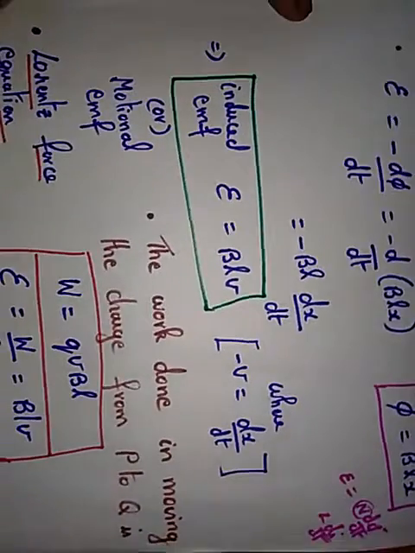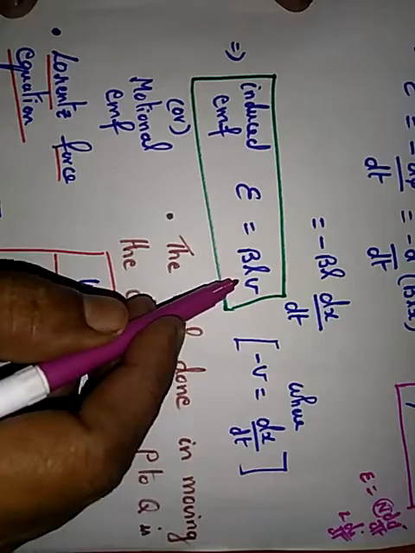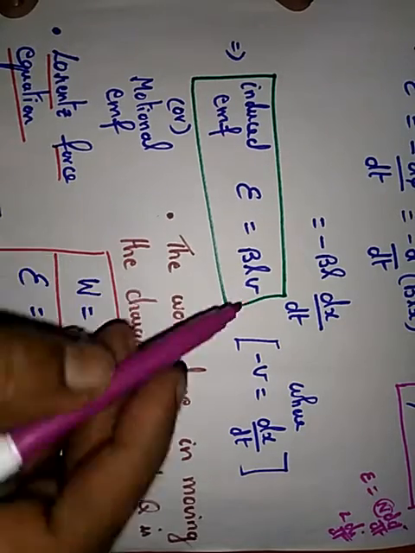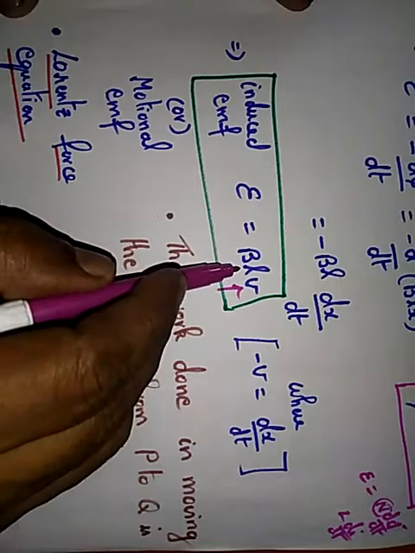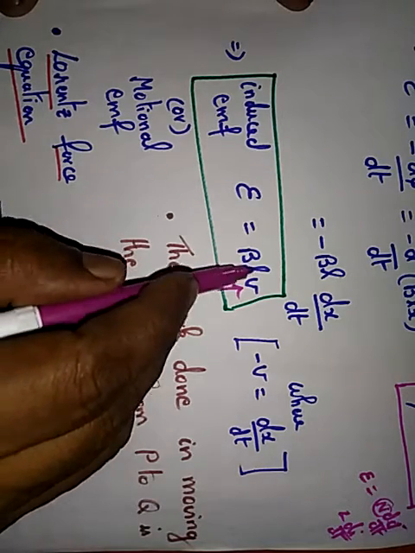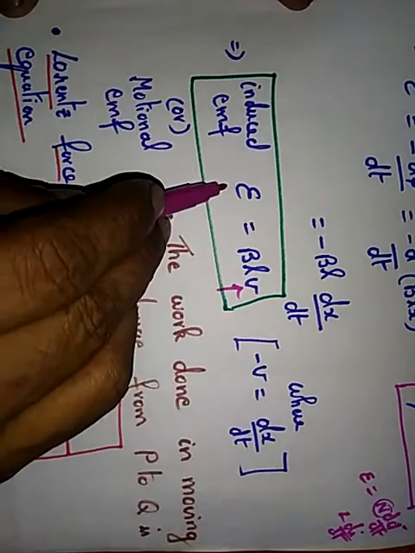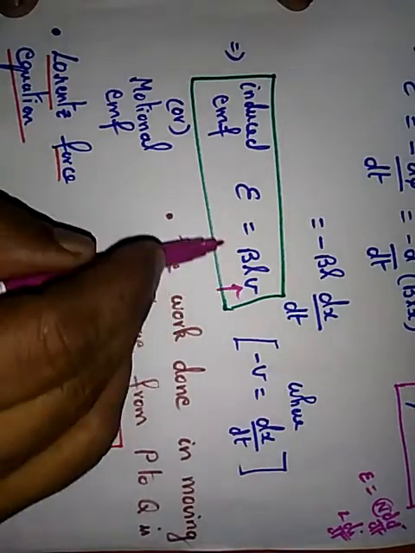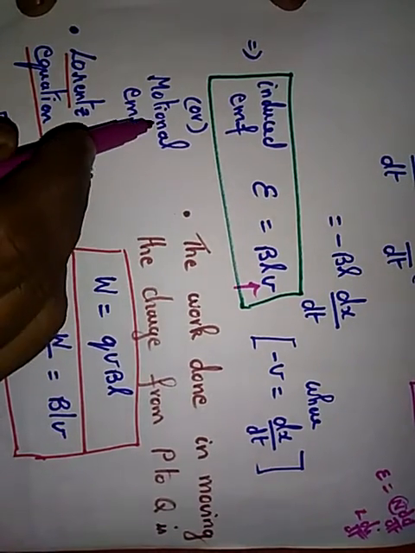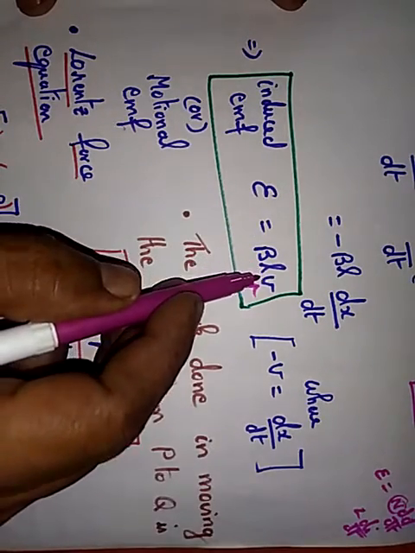This term is called motional EMF because you have a term called velocity. It is the magnetic flux density into the length of the rectangular loop multiplied by velocity. Since the induced EMF is connected with velocity, we call this motional EMF, that is, the motional EMF is equal to BLV.